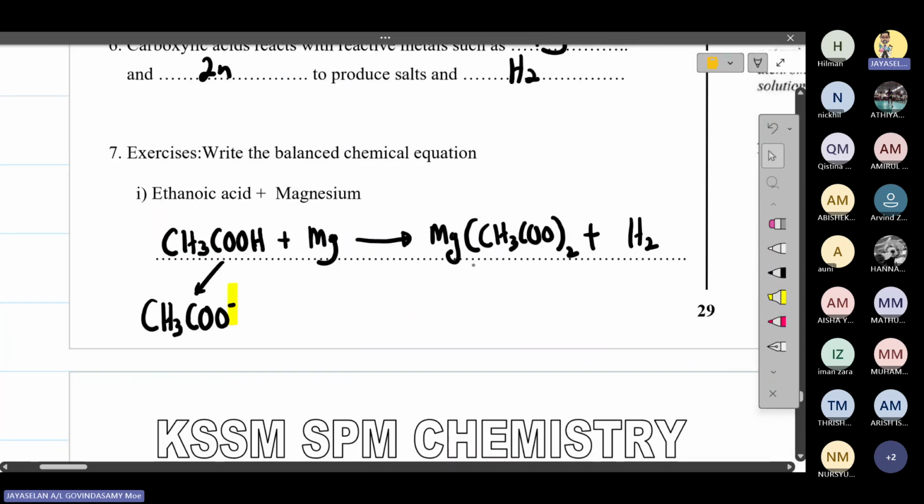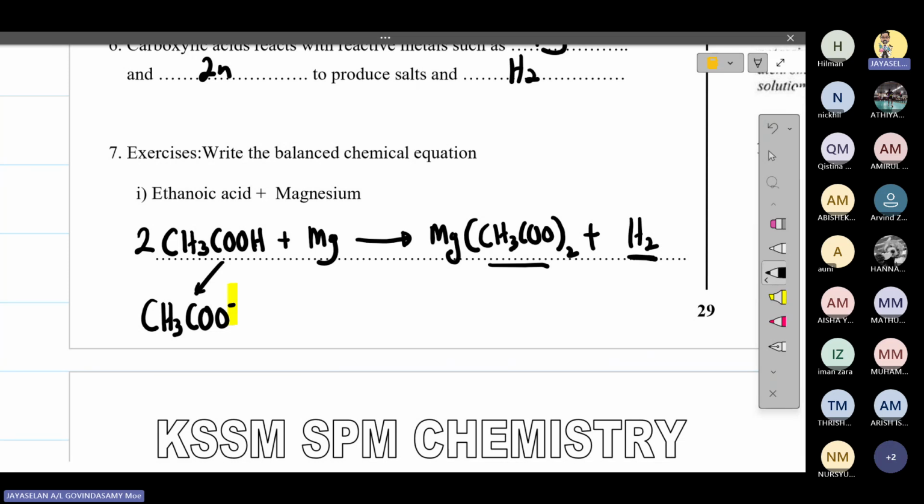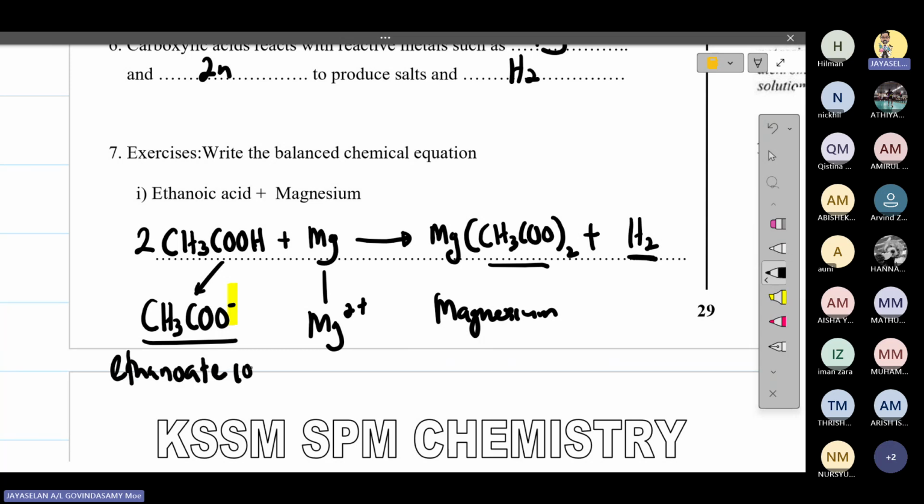Okay, so when you already put 2, here hydrogen also 2, right? In front of this, just put 2. Settle. Any question? Okay, what is the name of this compound? Ini what ion? Magnesium ion. Okay, magnesium ion, right? So I put here magnesium. Okay, magnesium. This is what ion? Carboxylate ion, right? So I put here ethanoate, ethanoate ion. So magnesium, what is the formula of the salt? What is the name of the salt? Magnesium ethanoate. You guys already score full mark.